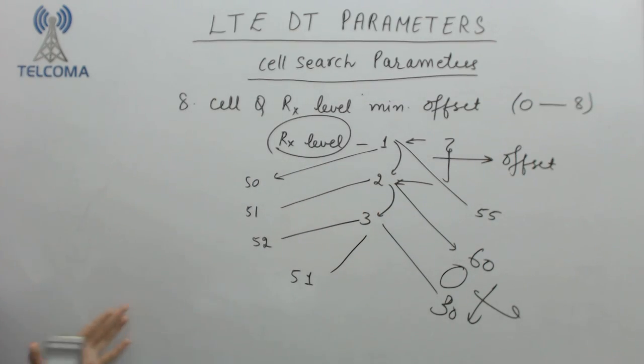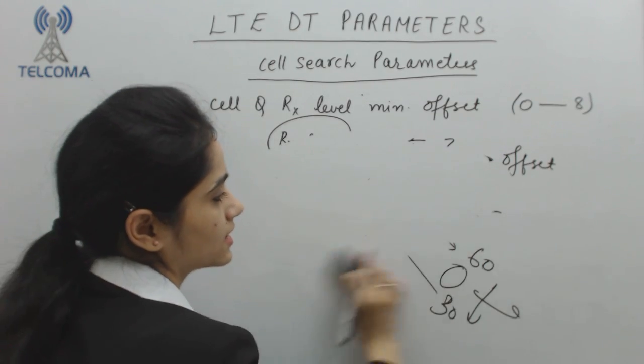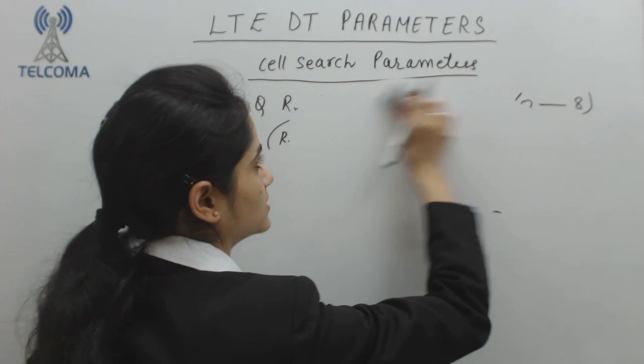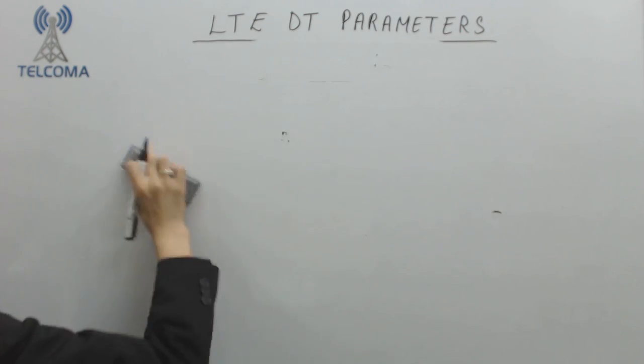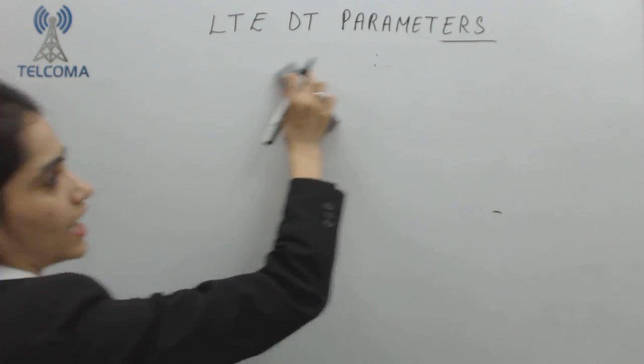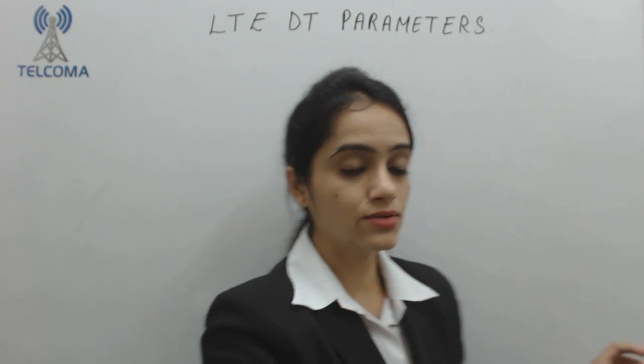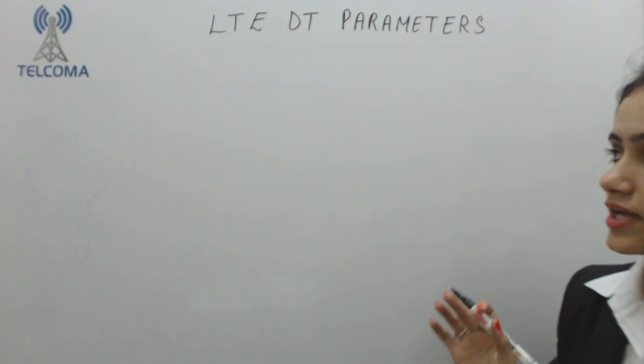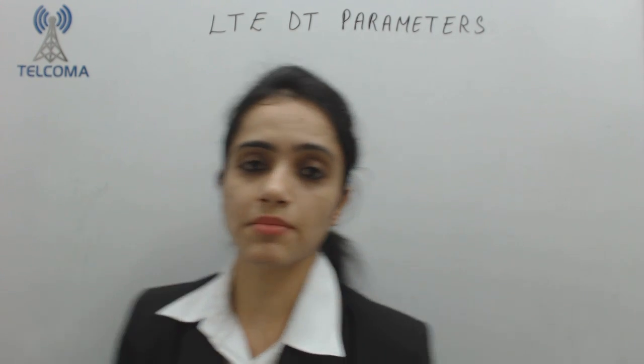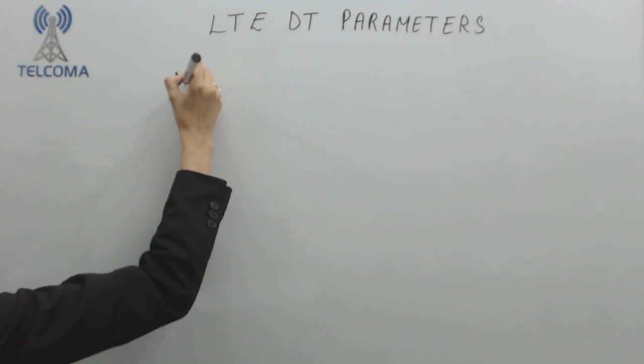Now these are particular to cell. The next category is related to neighbors. So for handovers, we require configurations of neighbors and values of neighbor. So the very first parameter related to neighbor is neighbor cell RSSI.